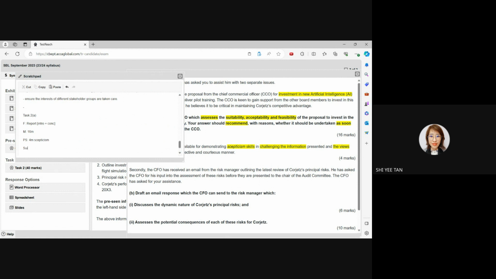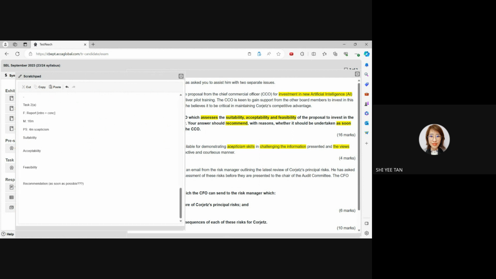So you are supposed to write suitability. My style is I write like this: acceptability, so that I will write the answer inside when I read my exhibit. Feasibility, and then we have recommendation: as soon as possible. That is the recommendation that we are supposed to make, whether we go on with as soon as possible. Then that is 2A.